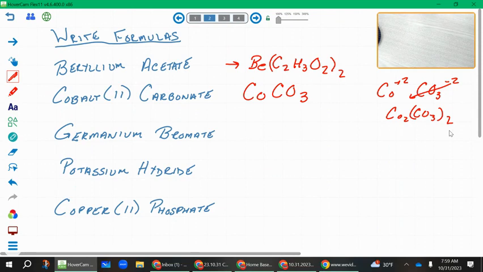All right. Jaden, germanium bromate. All right. Germanium, ladies and gentlemen, is a +4, correct? Bromate is a what? -1. Now, I think you didn't get your crisscross here, Jaden. This is the +4. This is the -1. So what do I need to do to correct this?